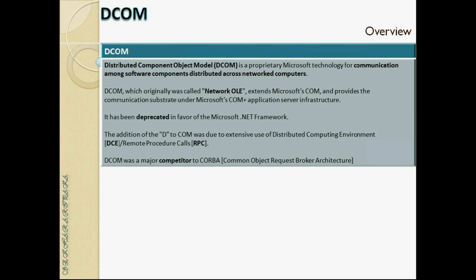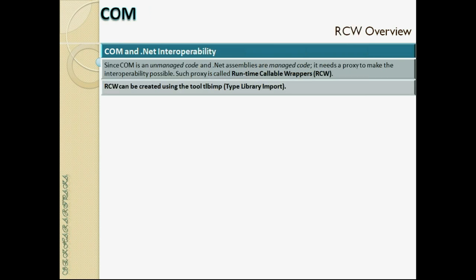Now, it has been deprecated in favor of the .NET framework. It has been deprecated officially, but still out in the market, there are a ton of applications which still make use of COM and DCOM. That's the reason it's important for us to know this. The D is added to COM because of the distributed computing environment, or in other words, remote procedure calls, with heavy usage of RPC and DCE. The competitor of this technology in the market is CORBA, which stands for Common Object Request Broker Architecture, which many of you may know if you have done Java programming.